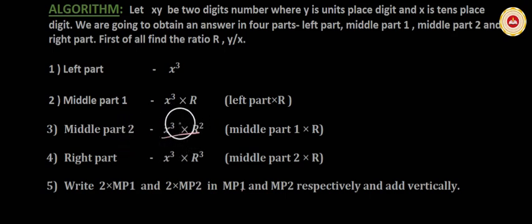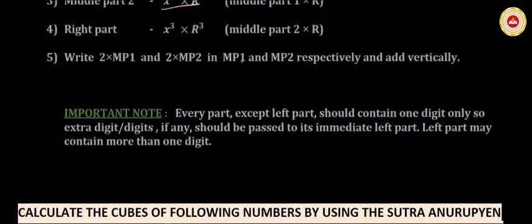Now, the fifth step is we will calculate middle part 1 multiplied by 2 and middle part 2 multiplied by 2 and write those values in middle part 1 and middle part 2 respectively. Okay, and we will add them vertically. You will better understand it while solving the example, friends.